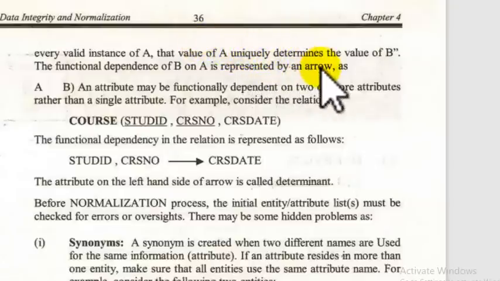A uniquely determined value B, the functional dependency of B on A, is represented by an arrow as A to B. An attribute may be functionally dependent on two or more attributes rather than a single attribute. For example, consider the relation. So we can study the considered relation. They can attribute and they can manipulate data.